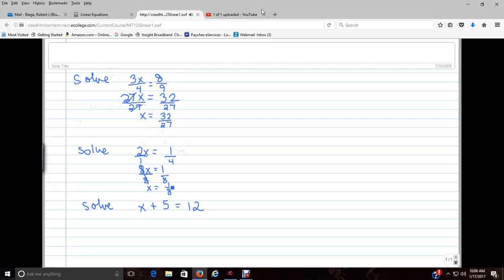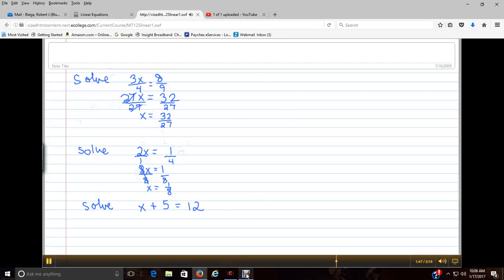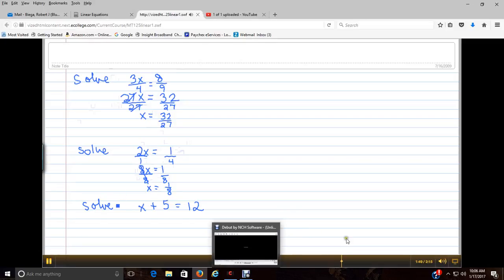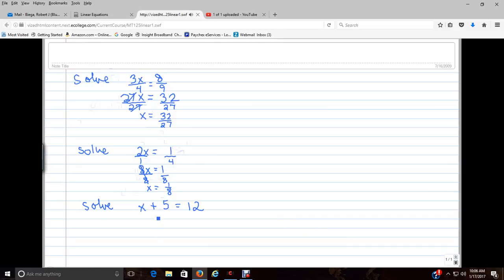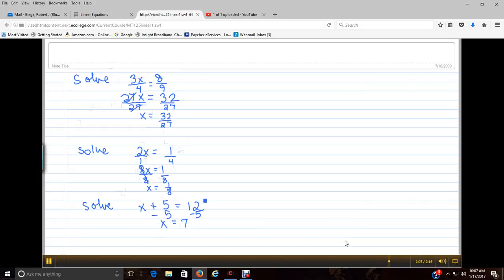All right, now this last one does not contain multiplication, but we have x plus 5. And in order to get rid of addition, we're going to do the opposite of addition. We're going to subtract. So to get x by itself, we're going to subtract 5 on both sides. And we'll get x on the left, and 12 minus 5 is 7 on the right. And x equals 7 is our solution.